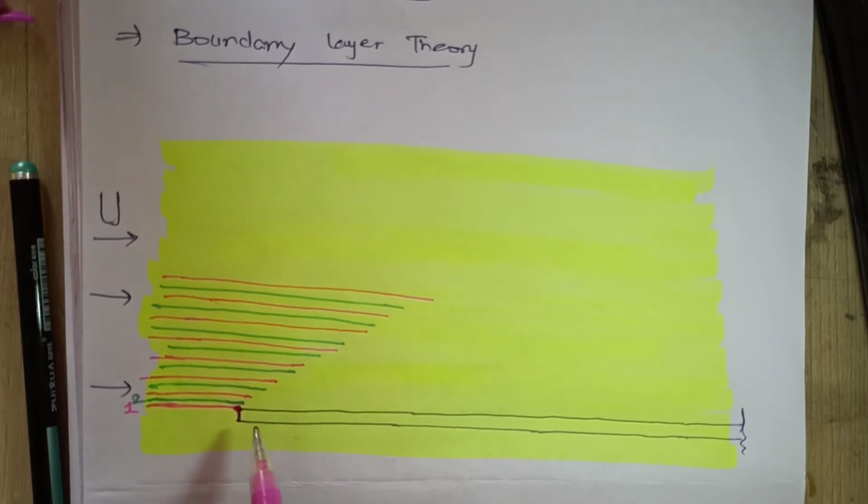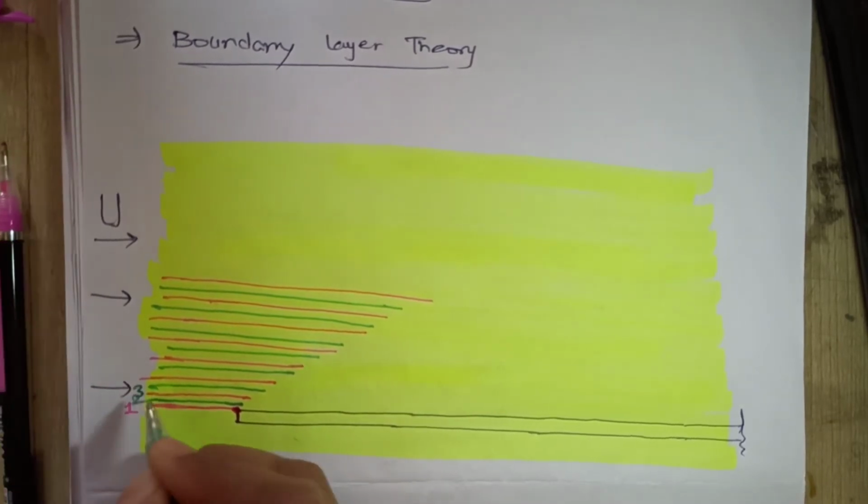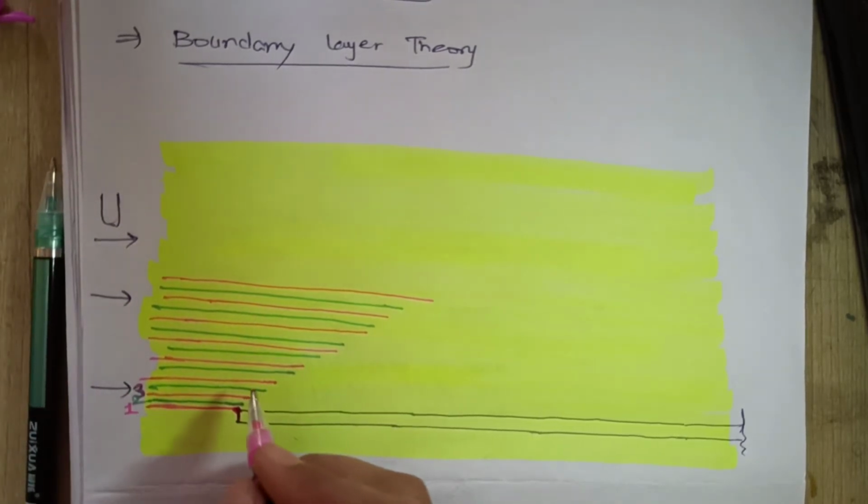The momentum which was 0 for layer number 1, because its velocity was 0, that momentum was imparted to layer number 2, and therefore it also started retarding. It did not completely stop moving, but its velocity became very low. Okay, similarly for layer number 3, as it came near the plate, it was in contact with layer number 2, which had a very low velocity.